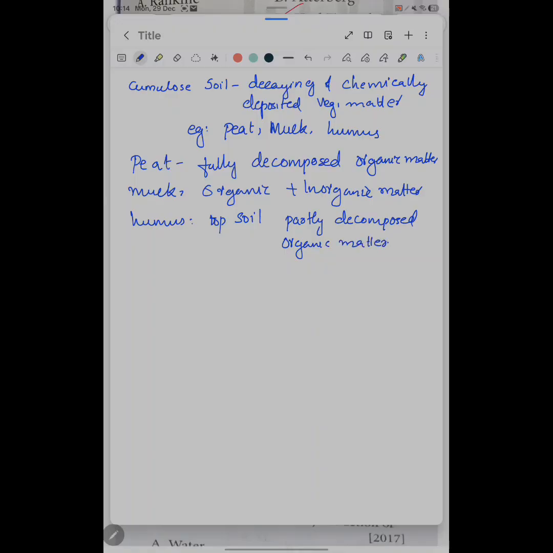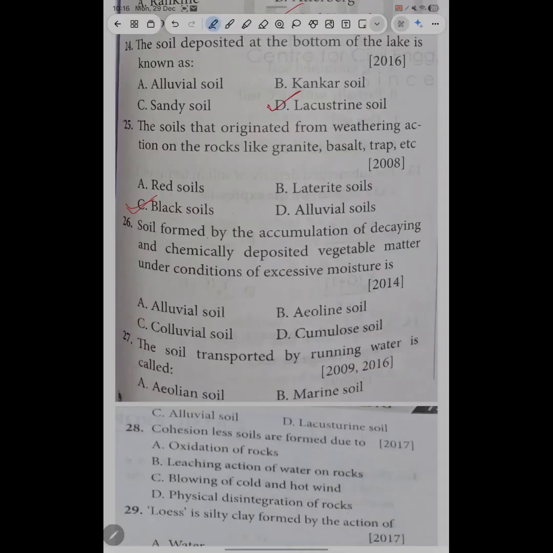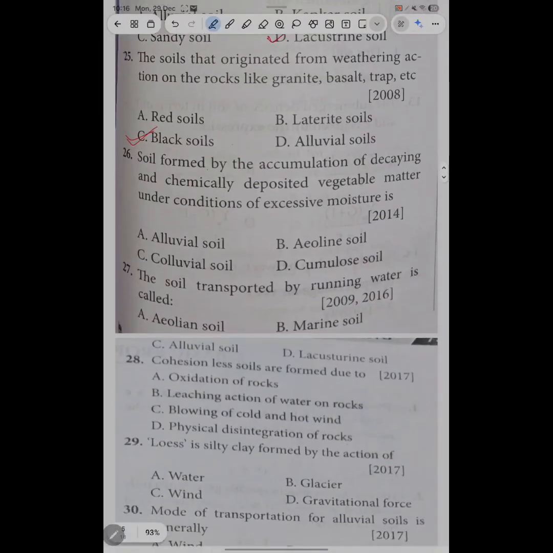So cumulose soil is called the decaying and chemically deposited vegetable matter. Example peat, humus, muck. Peat is fully decomposed organic matter. Humus is the topsoil but partly decomposed organic matter. Muck, organic and inorganic matter. Okay. So here the answer is cumulose soil. Soil formed by the accumulation of decaying and chemically deposited vegetable matter under excessive moisture condition.